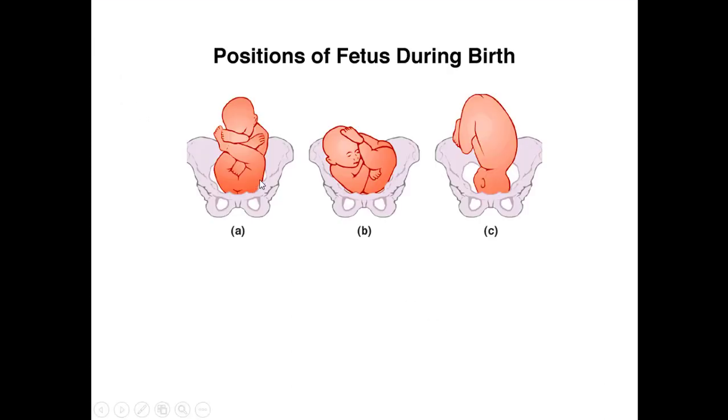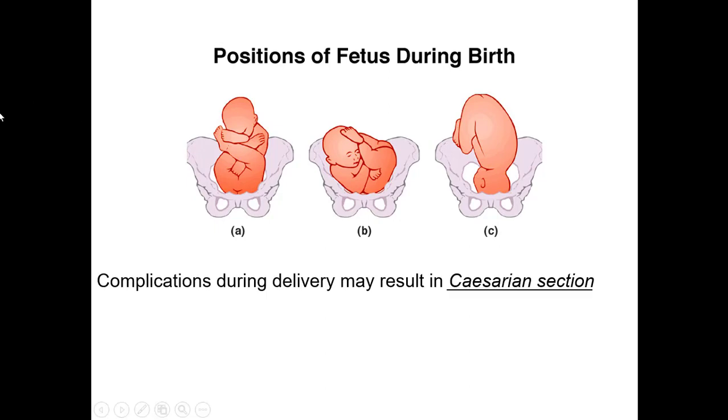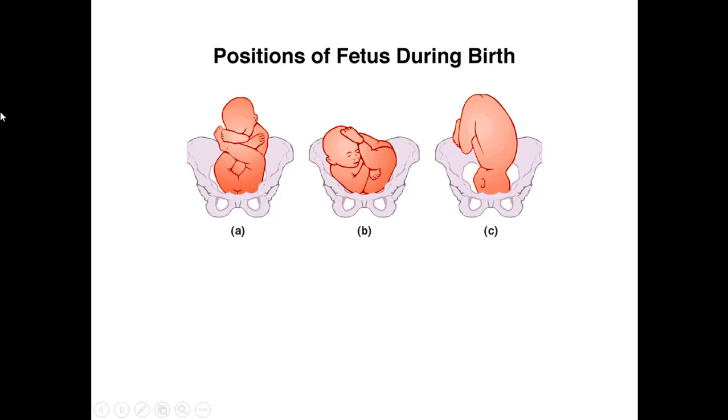Now, the offspring could take on numerous positions during birth. If the offspring was in a position like here in A, this would be referred to as a breech birth. And this would be very dangerous, because if the offspring was delivered feet first, they could suffocate as they're passing through the vagina. If they suffocate, lack of oxygen can cause certain brain cells to die, and that can result in complications during delivery.